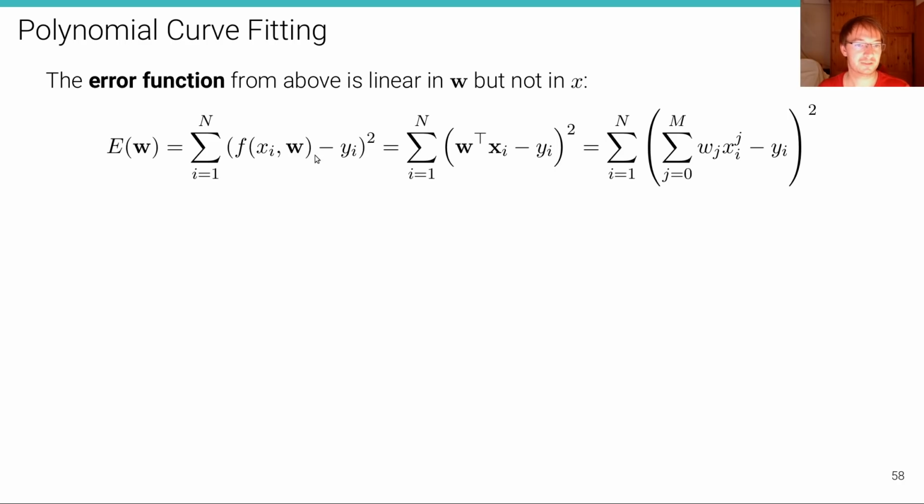So we can also write this slightly differently. Here we have the energy again. We can replace this term now with this linear model that we have assumed. And we can also write out the linear model, or this dot product, explicitly in terms of the sum over the elements of w and x.